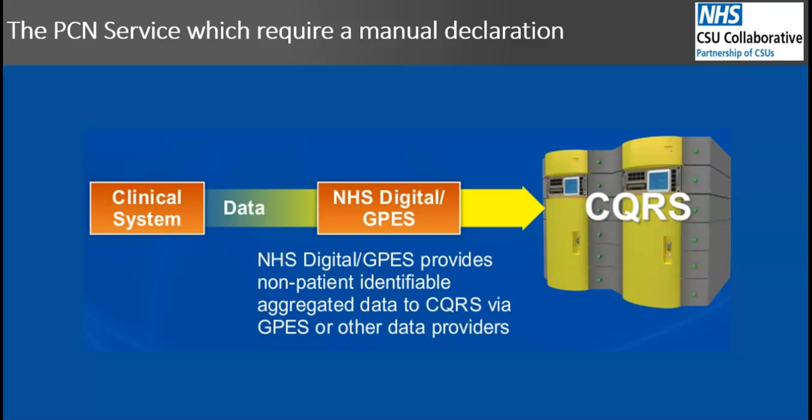CQRS only gets data from a GP practice where a service provider is participating in a quality service. GPES will only send aggregate data to CQRS. CQRS does not store or transmit any patient-level data. Note that training and support for GPES will be provided separately online by NHS Digital, GPES, and through your GP clinical system supplier.